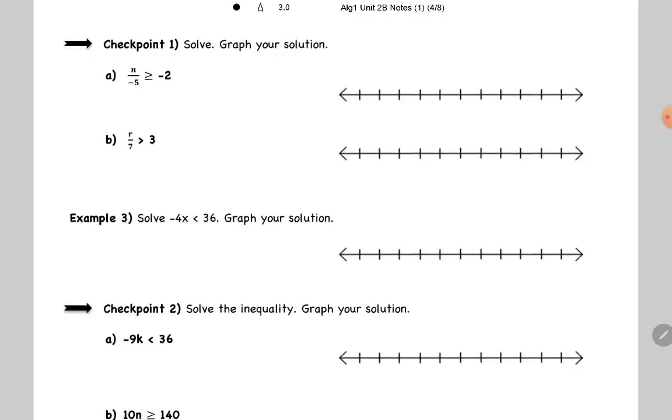Next up, we're going to multiply both sides by negative 5. So n, and then because we multiplied by a negative number, we're going to change the sign. And then negative times a negative is a positive. So 10, make a solid dot, and we're shading to the left.